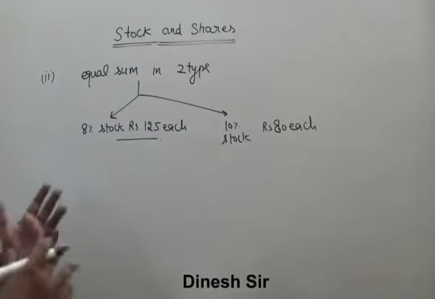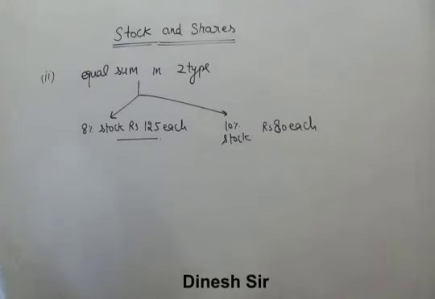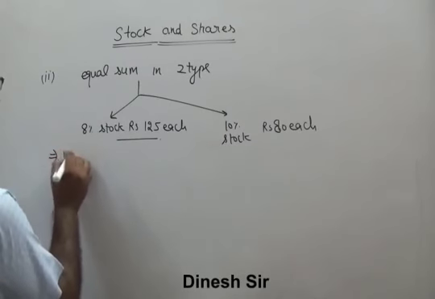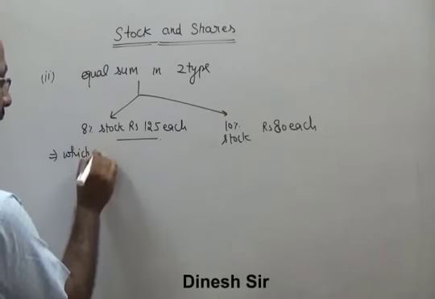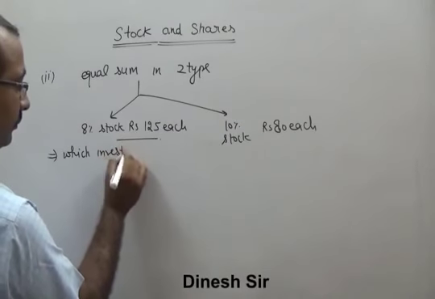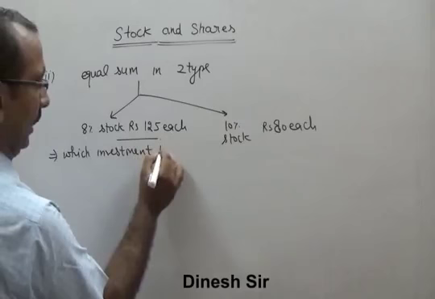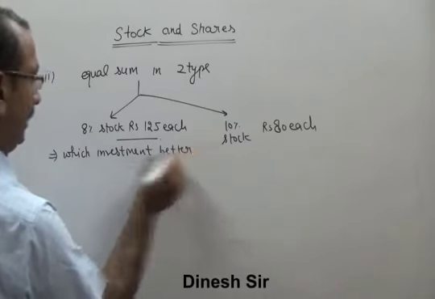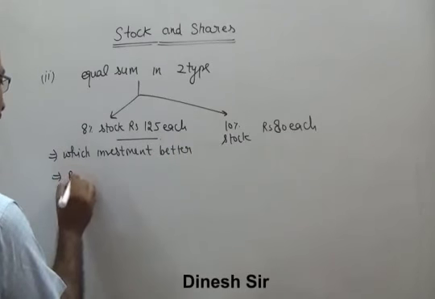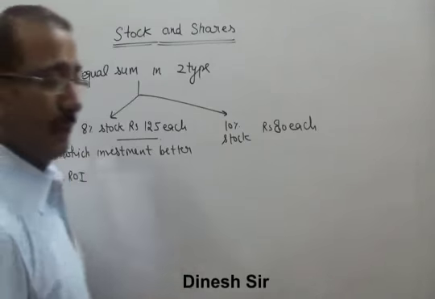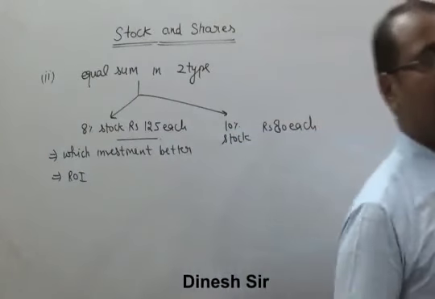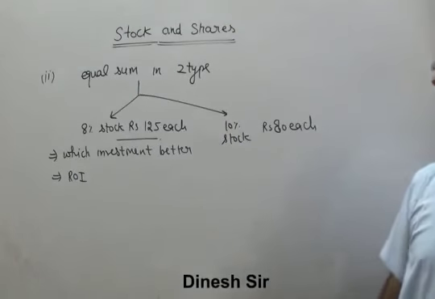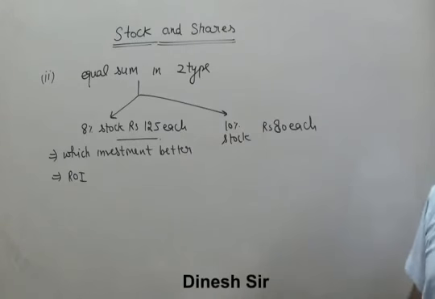The person spent an equal sum on both types of stocks. In the end, two types of questions are asked. First, which investment of the person is better? And the second one is, what is the effective ROI? If it takes the total dividend from both types of investment, the question is, what is the rate of investment?